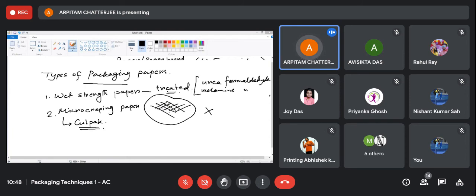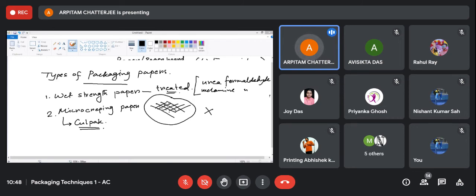So that type of paper is called the micro creping paper. And the major advantage of this micro creping paper is that they are much more flexible, meaning they can be stretched a lot. Normally when you pull paper, but due to inclusion of this micro creping, the paper will have a higher stretchability, and this stretchability is always advantageous because it gives an additional flexibility.